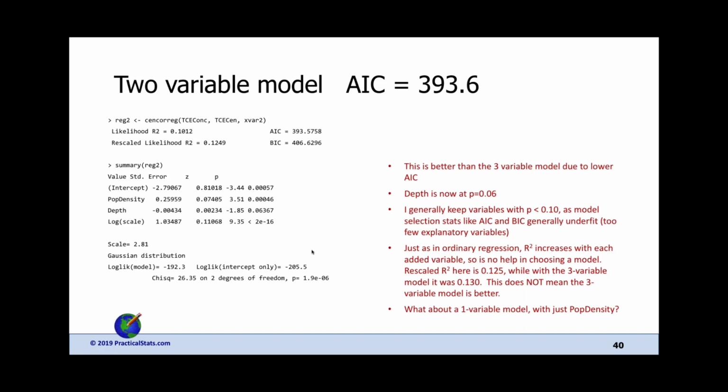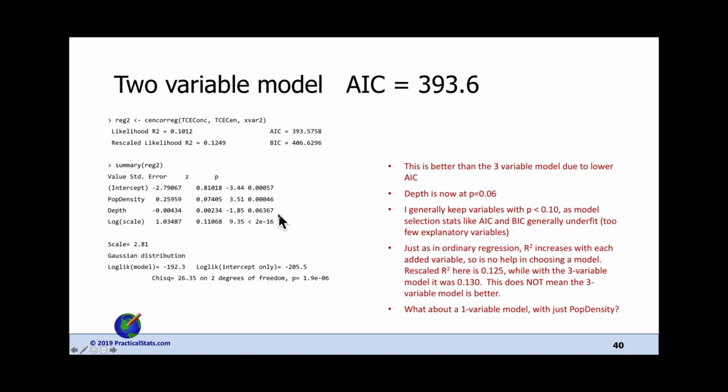The 2 variable model, throwing out the land use variable, has an AIC that's even lower, 393.6. And so it is a better model than the 3 variable model. You'll notice that it still keeps population density in with a p-value that's very small, and the depth with a p-value of 0.06.